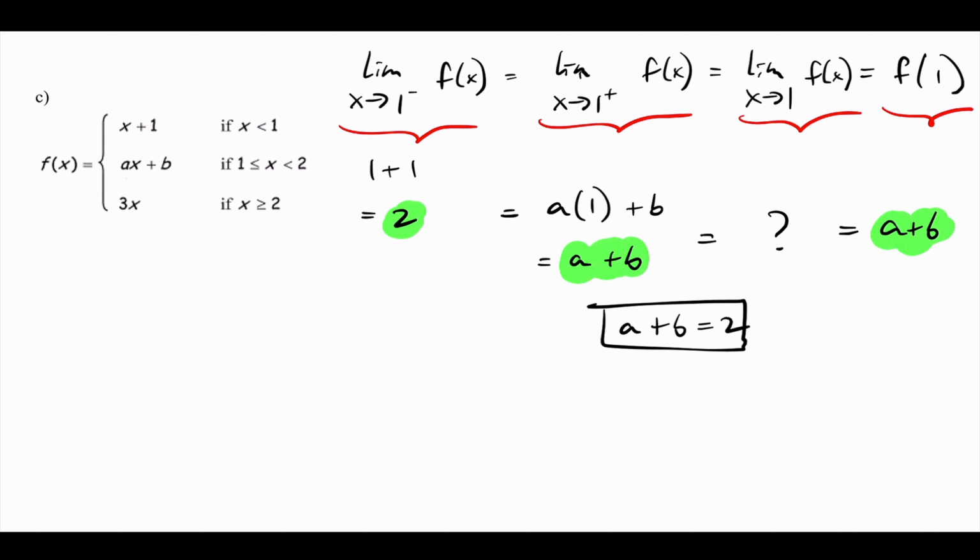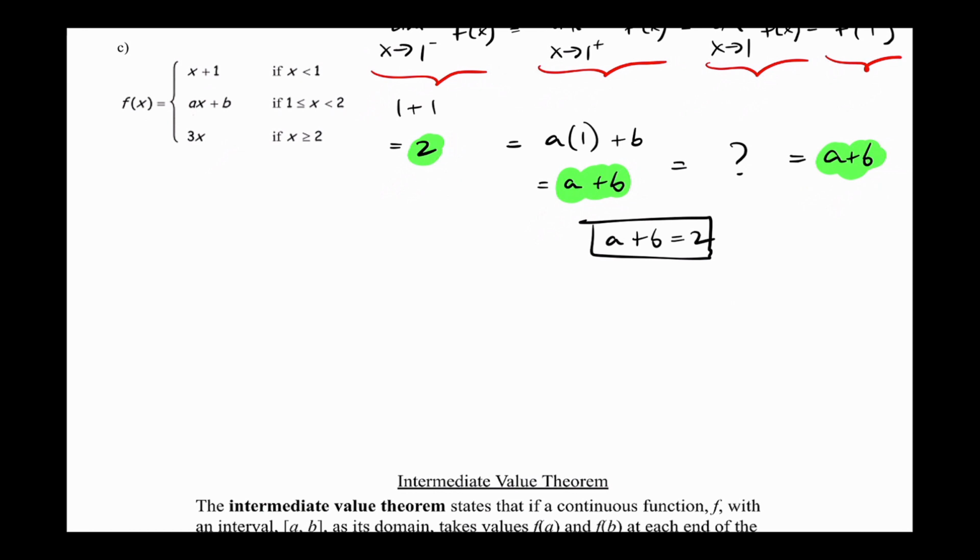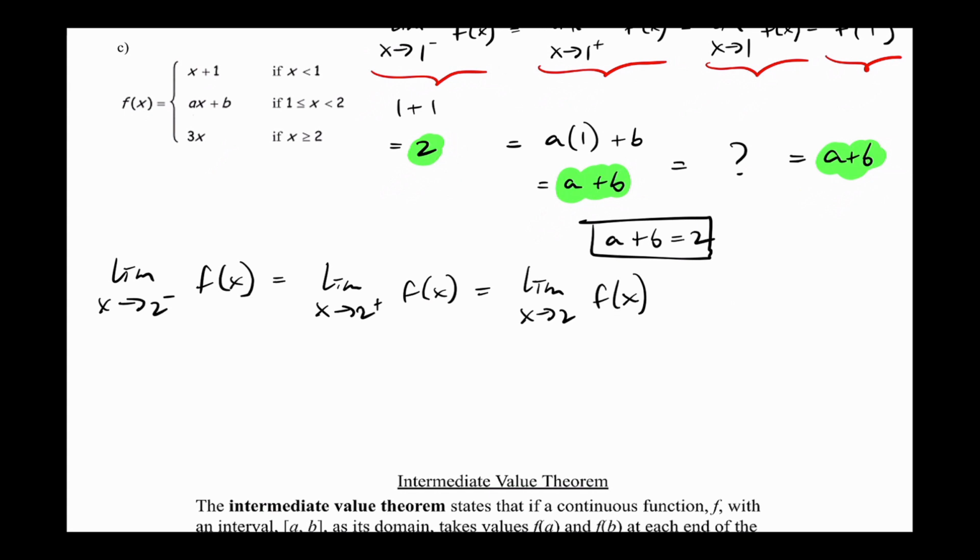So now I'm going to do the same thing for 2 because I know at 2 there could be some issues with continuity. Okay, so let's do the same thing for 2. The limit as x approaches 2 from the left for f of x. The limit as x approaches 2 from the right, f of x. The limit as x approaches 2 overall, and f of 2.